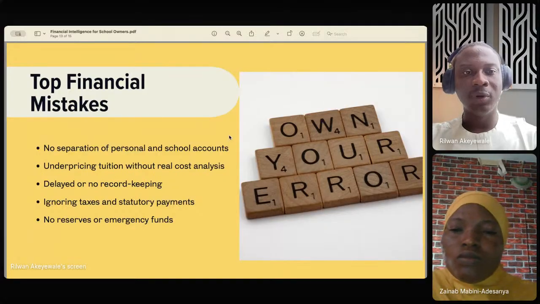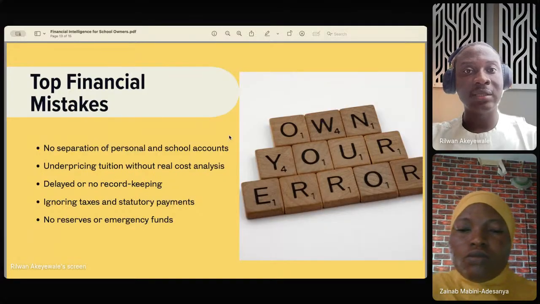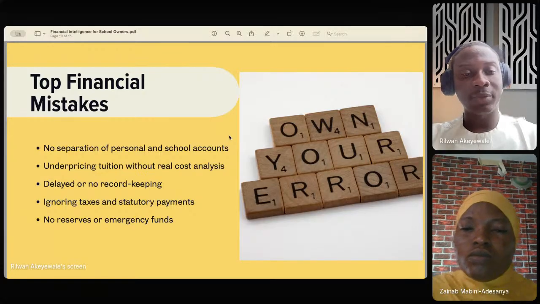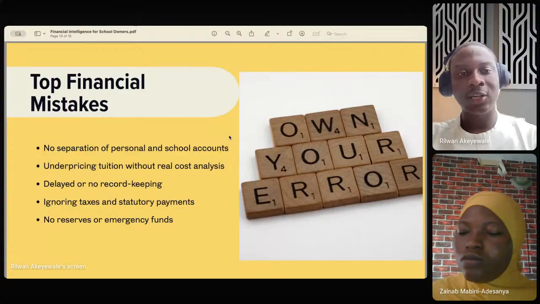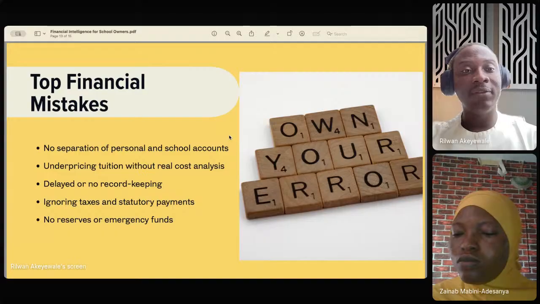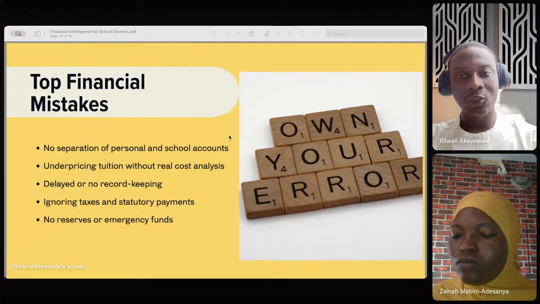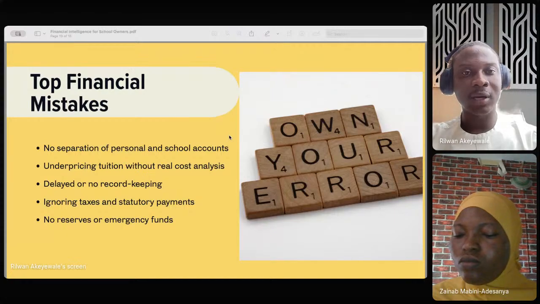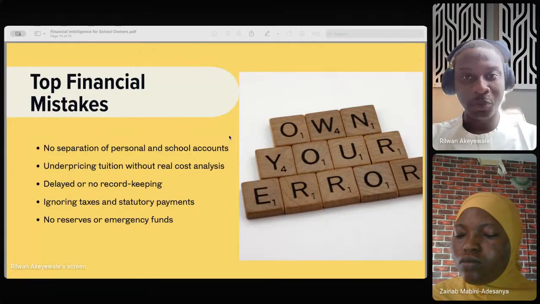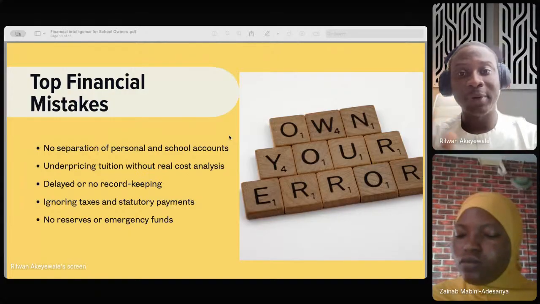So number one is a lot of school owners and even a lot of business owners, they don't separate personal accounts and school accounts. If they want to spend personal money, they just dip their hand into the school account. You use the school account ATM card, you take it to where you buy shawarma, you take it to a shopping mall to buy personal stuff. No, you need to separate both.